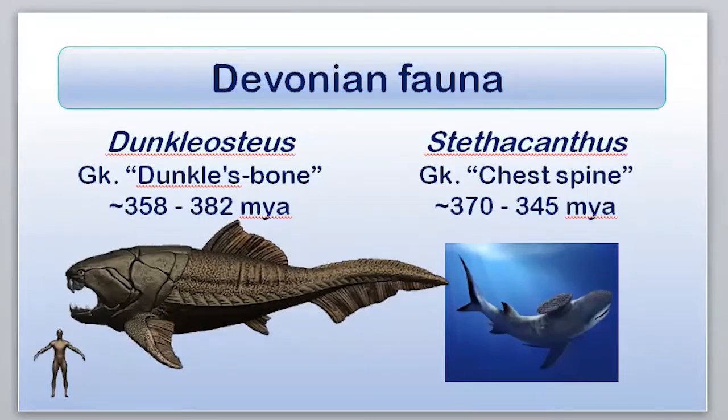These we call placoderms, or the armored fish. Dunkleosteus is the largest of the placoderms. In its time, it was the largest and biggest, the apex of the food chain. Its bite force is very strong, and can even rival the bite force of a T-Rex. It's even stronger than a T-Rex, but weaker than a Megalodon, because the Megalodon has the strongest bite force ever. Then the other one is the Stethacanthus.